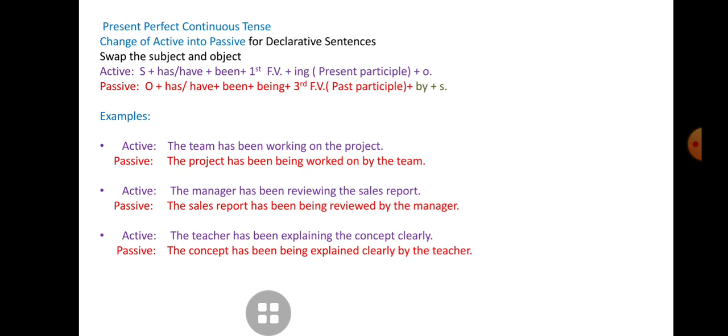Next example, active voice sentence is the teacher has been explaining the concept clearly, and its passive voice will be the concept has been being explained clearly by the teacher. Here clearly is an adverb, and we put the adverb with the verb in the passive voice form, explained clearly.